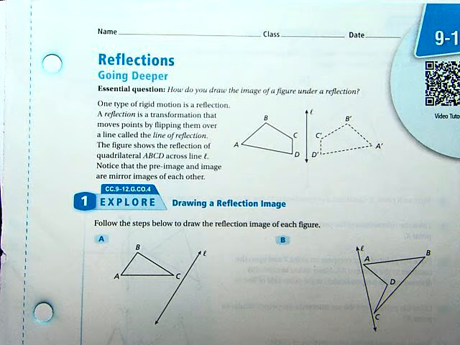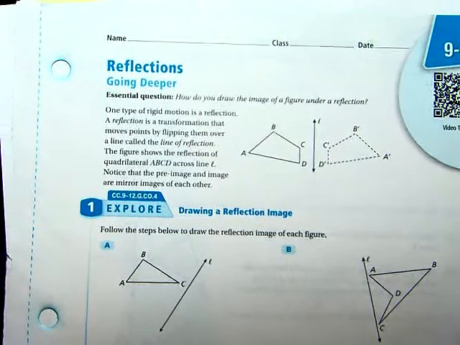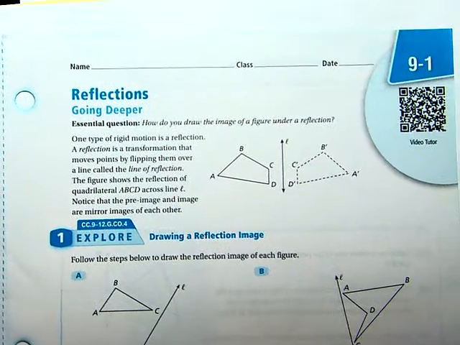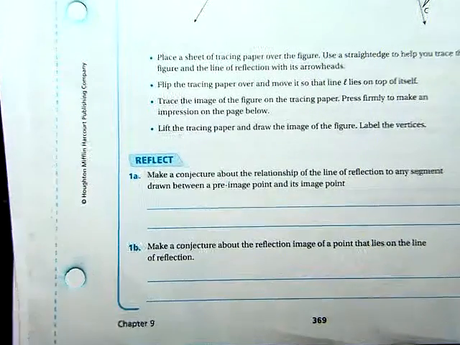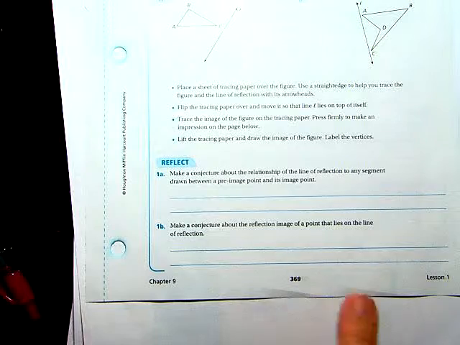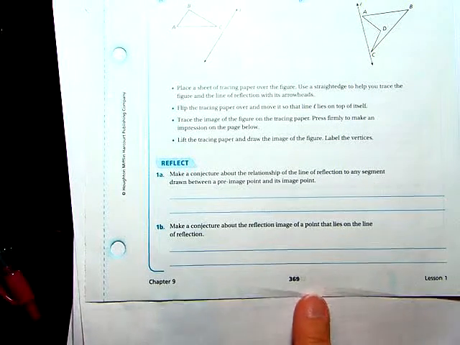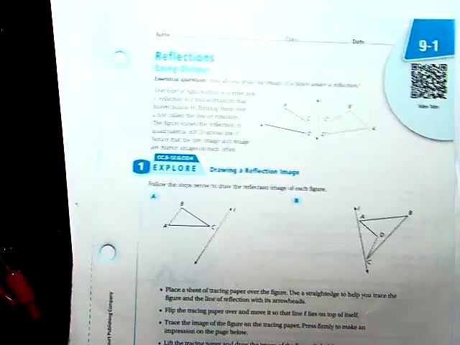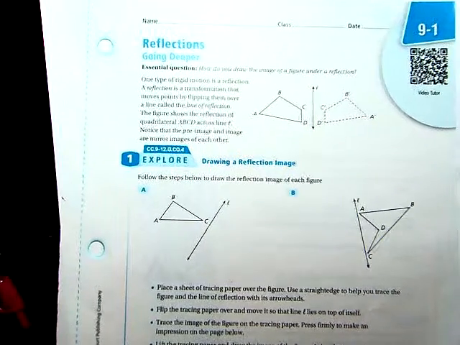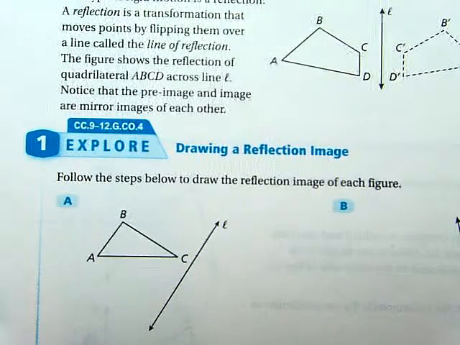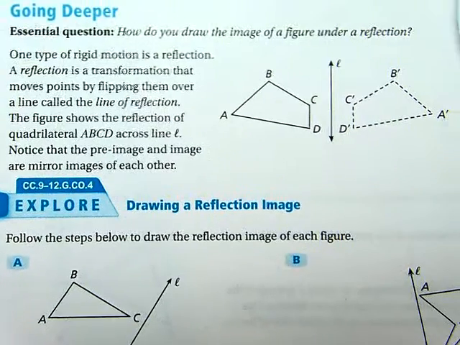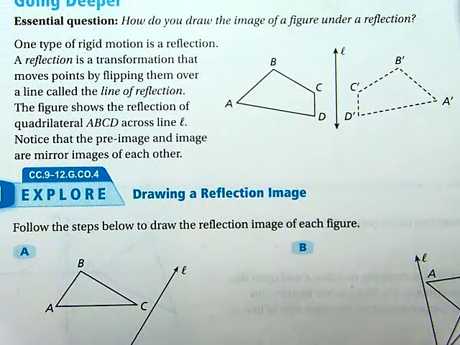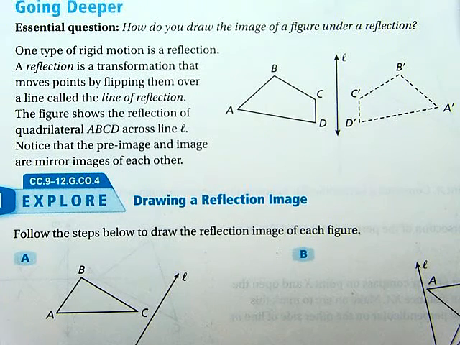So now we're going to learn two different methods for how to draw and construct reflections. Okay, so this next part of the lesson is in your workbook on page 369, and it's section 9-1, and it's entitled Reflections Going Deeper. I'm going to demonstrate to you one of the ways that you can draw the reflection of an image.